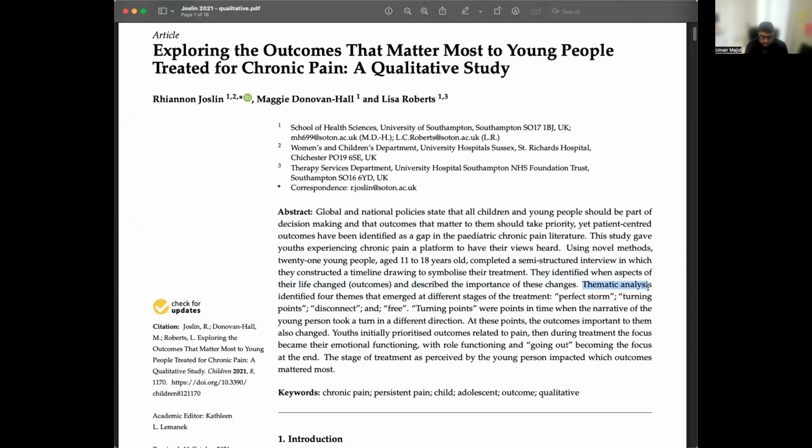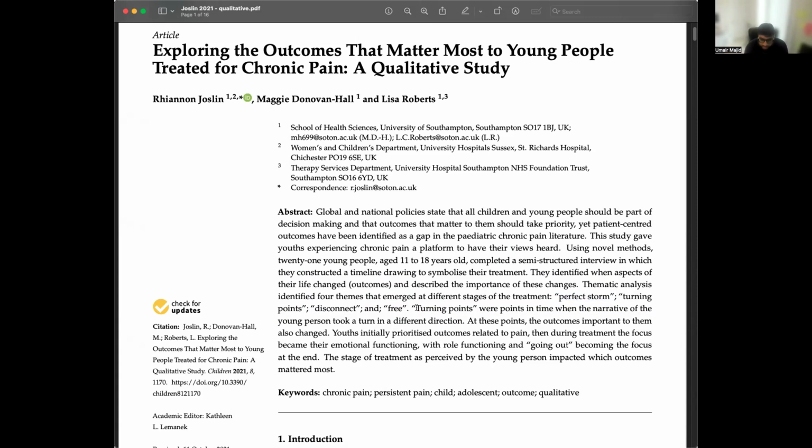How do they analyze it? Thematic analysis, right? They identified 4 themes. And this is how qualitative studies usually go, because you have to really summarize it in a few words. So they'll identify the themes based on their title, right? So 4 themes that emerge at different stages of the treatment: perfect storm, theme 1, turning points, theme 2, disconnect, and free. So just by this, you know that when you go into the findings, the article is based on these 4 sections. It's going to talk about turning points, disconnect, perfect storm, free.